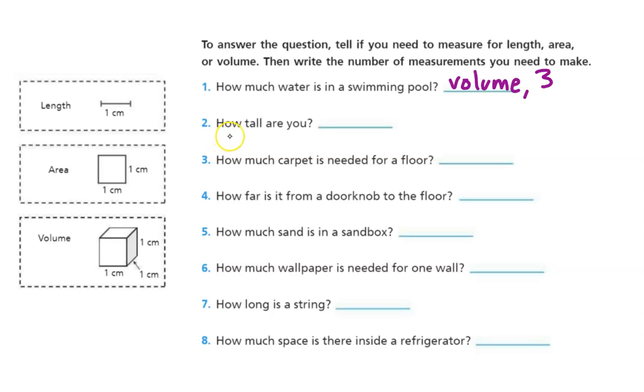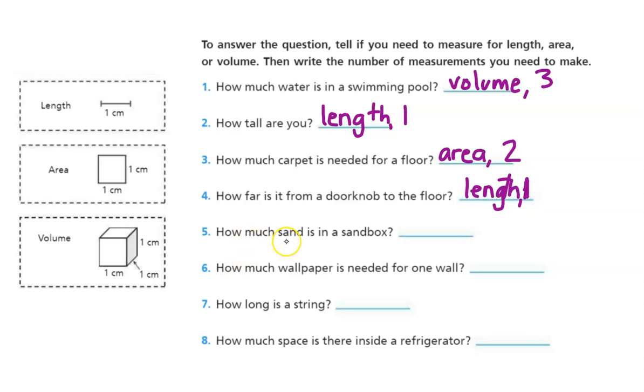So then I already gave you this example for how tall you are. That's going to be a length, because that's only one measurement. Okay. Then it says how much carpet is needed for a floor. We did talk about that one as well. That's area, and you need to have two length measurements, length and width. Number 4 says how far it is from a doorknob to the floor. So think about that. They just want to know the height from your doorknob to the floor. So that's just going to be a length measurement. And you should only have to measure one thing.